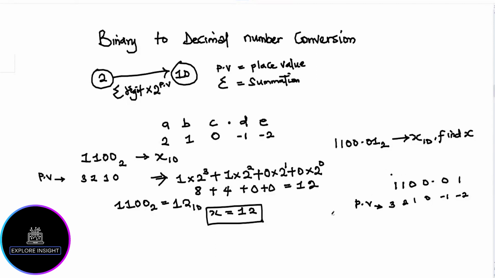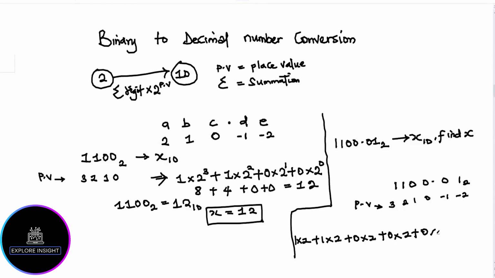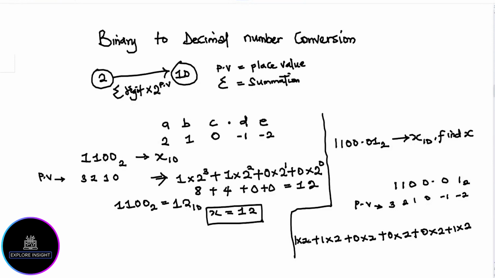It means that we are going to have 1 times 2 plus 1 times 2 plus 0 times 2 plus 0 times 2 plus 0 times 2 plus 1 times 2. Now let's take this place value exactly as it is in this expansion. So minus 2 will be here, minus 1 will be here, 2 raised to power 0, 2 raised to power 1, 2 to the power of 2, and 2 raised to power 3.